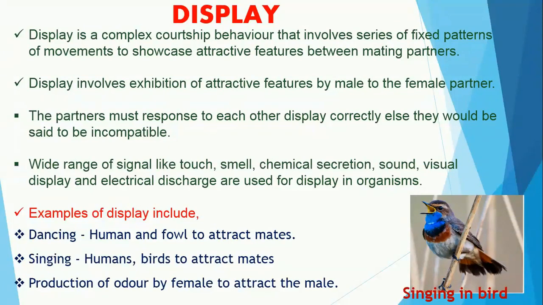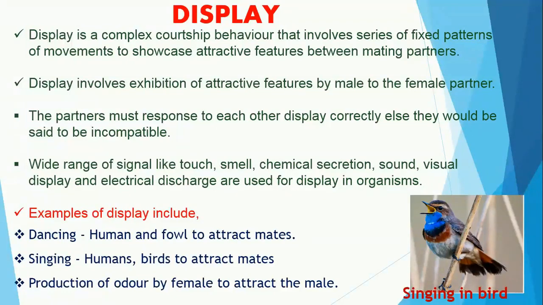Now, the partners must respond to each other's display correctly, else they will be said to be incompatible. If the male is displaying and the female is not getting it, that means they are not compatible. So mating cannot take place. Now, a wide range of signals like touch, smell, chemical secretion, sound, visual display, electrical discharge are used for display in organisms. Now, examples of display include dancing.